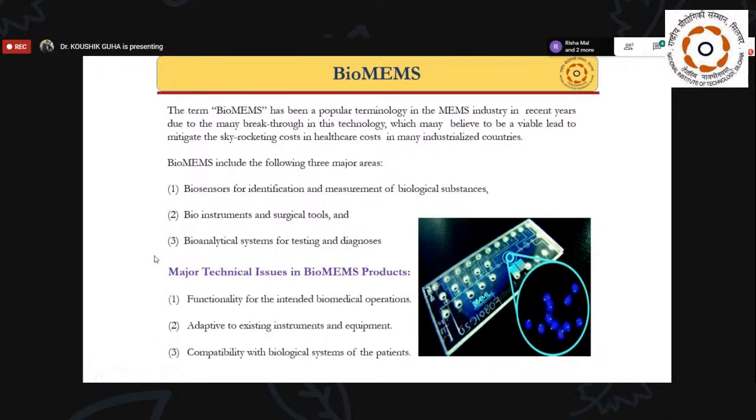Major technical issues for biomedical products are functionality for the intended biomedical operation, and adaptation to existing instruments and equipment. Obviously, this is a new technology, so it will take some time to adapt it. Then compatibility with the biological systems of the patients, obviously, because when you are dealing with patients, you have to be very, very cautious. What type of biological substances and systems, what will be the material that should not react with your body? So we should focus on these issues, and we have to take extra precautions whenever we will be using this biomems product for healthcare applications.